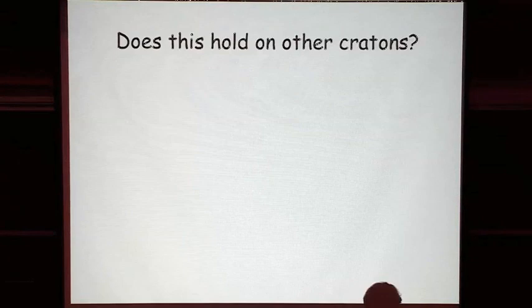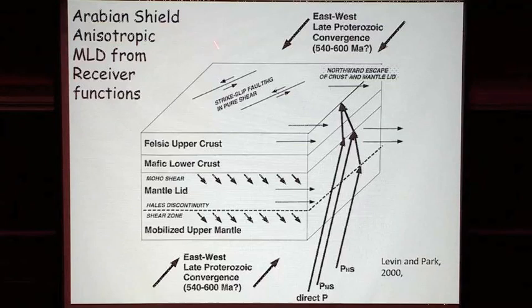Does this hold on other cratons? And I should have more examples, but this is one example of work by Levin and Park in the Arabian Shield, where this is from converted phases, which also basically makes the case for a discontinuity in the mid-lithosphere, which is often referred to as the Hales discontinuity. And in this study they point to evidence that this is an anisotropic discontinuity.